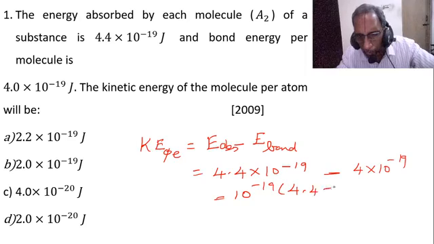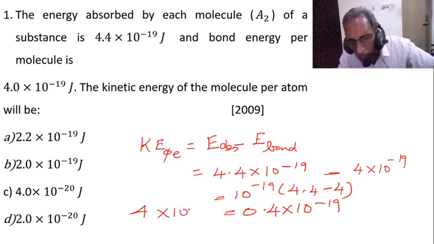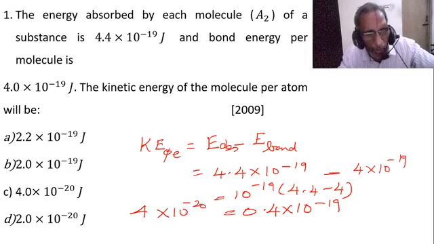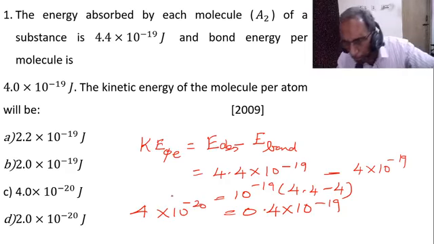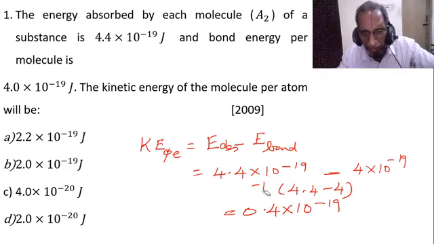4.4 minus 4, that is 0.4 into 10 power minus 19. This can be written as 4 into 10 power minus 20. Khan Deeban, you are partially correct.